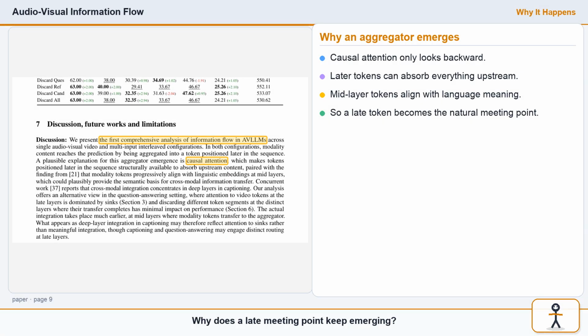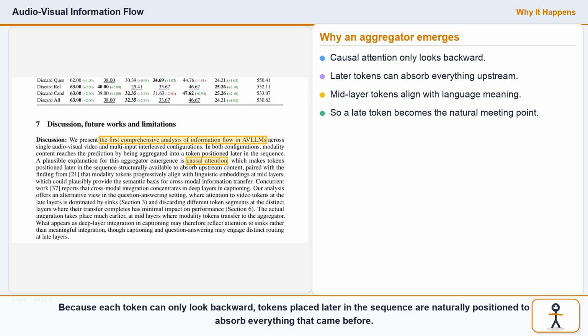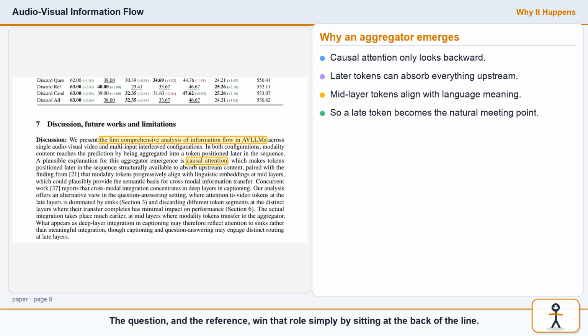Why does a late meeting point keep emerging? The authors point to causal attention itself. Because each token can only look backward, tokens placed later in the sequence are naturally positioned to absorb everything that came before. The question and the reference win that role simply by sitting at the back of the line.